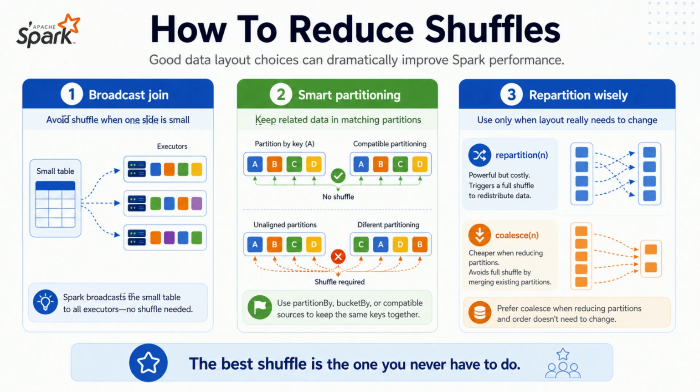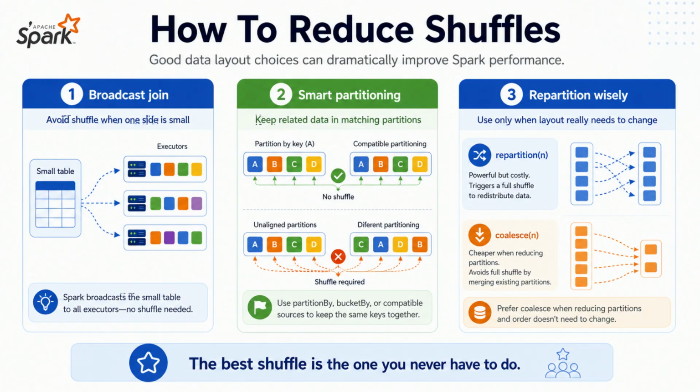Repartition can be useful when you need to change the data layout or increase parallelism, but it triggers a full shuffle. If you only need to reduce the number of partitions, coalesce is often cheaper because it can merge existing partitions with less data movement. Coalescing is a more efficient alternative when the goal is simply to decrease the number of partitions rather than redistribute them entirely. The main lesson is, choose your partitioning strategy carefully.